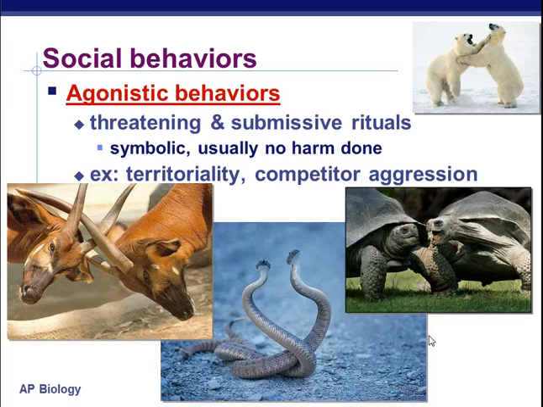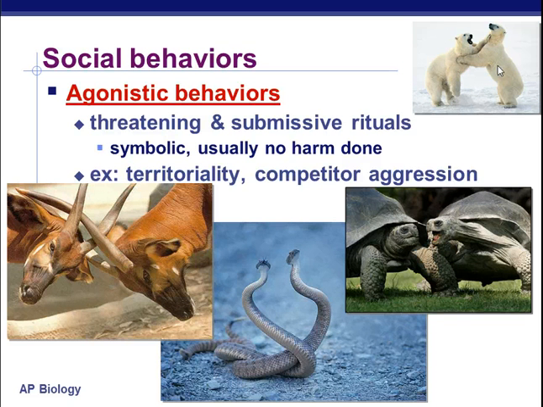Agonistic behavior involves these threatening rituals, and these are usually symbolic. As crazy as this polar bear fight looks, usually no harm is done to either polar bear. It's usually this posing: I'm the alpha, I'm the alpha. And eventually, just by that posing and standing up to one another, one will turn out to be the dominant and the other one will submit to the other. So it's this kind of threatening ritual.